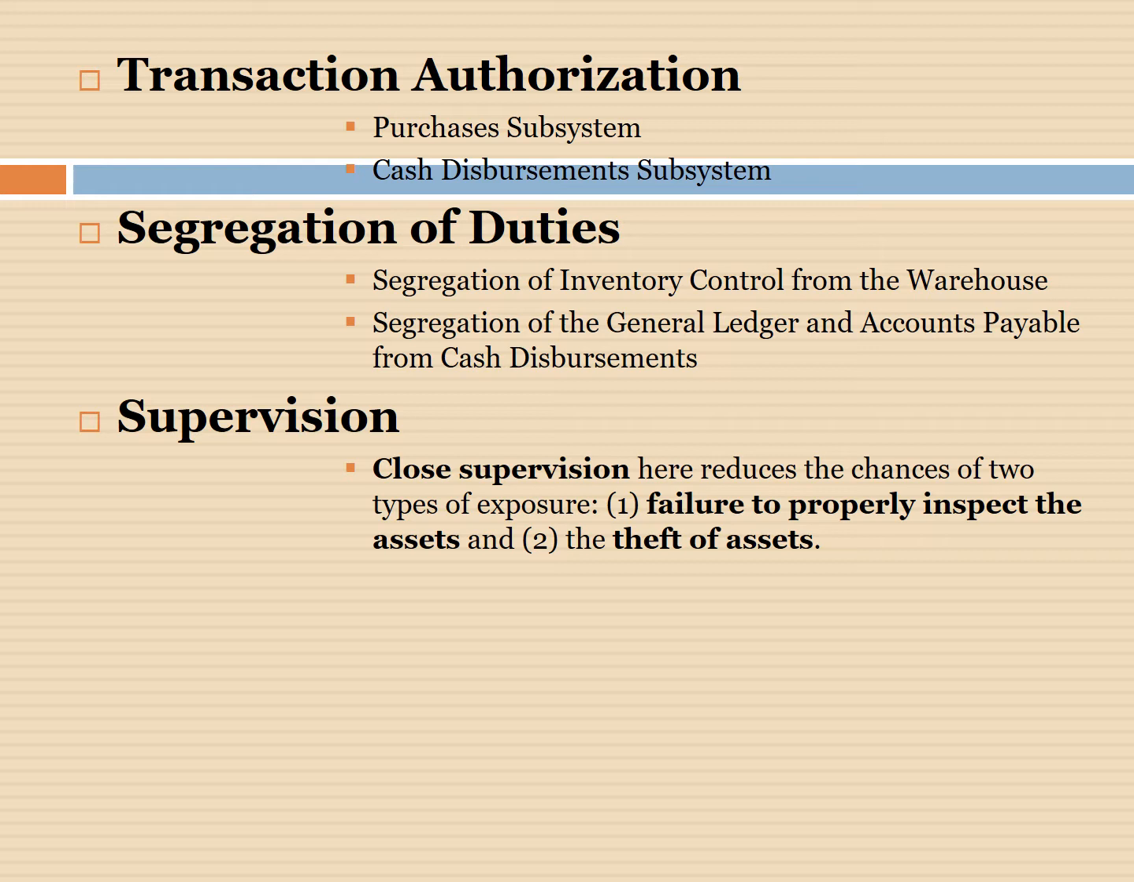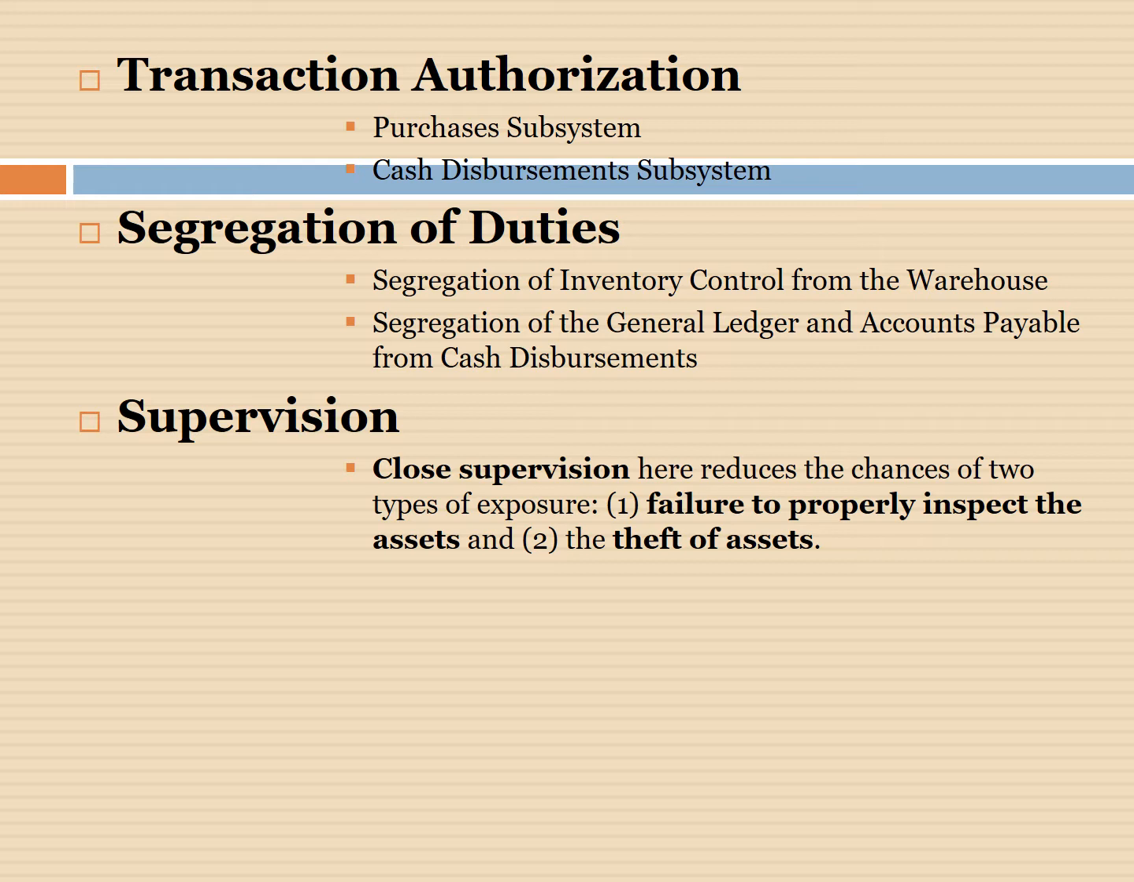The third one is supervision. There are two types of supervision. First is the inspection of assets, where the clerk must inspect received items for proper quantities and conditions and receive a blind copy of the original purchase order from purchasing to protect the firm from incomplete orders and damaged goods.